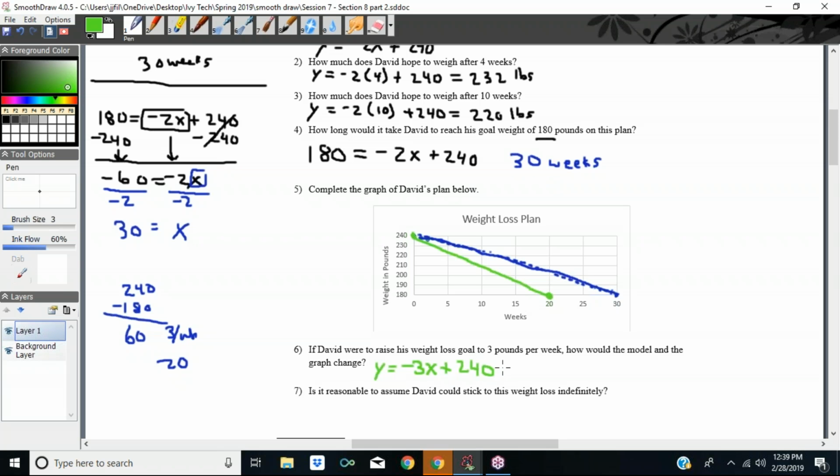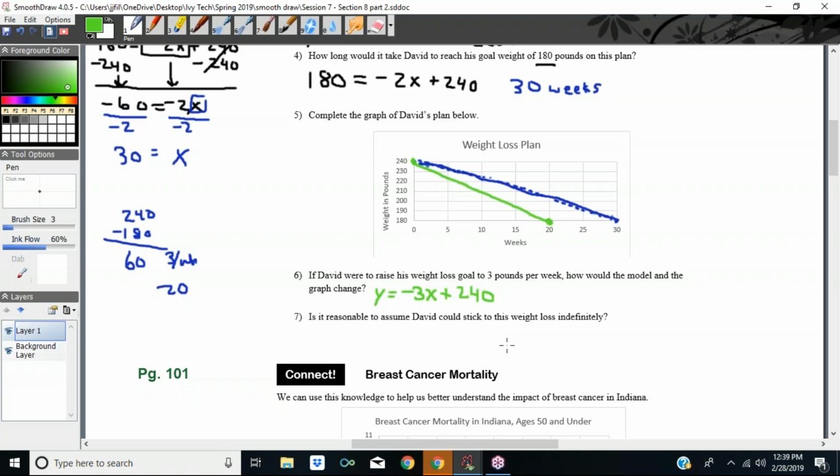What do you think about that last question, number 7? Brian says no. Stephanie says no. Oh my gosh, all these no's are coming in too fast. So why no? Why do you say no? Why isn't it reasonable? I mean, wouldn't it be great to lose 3 pounds a week?